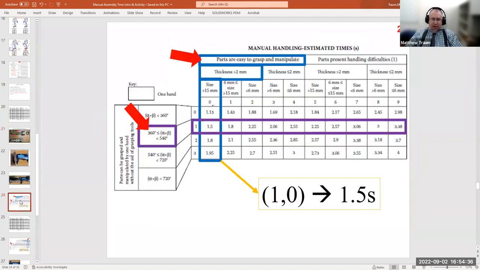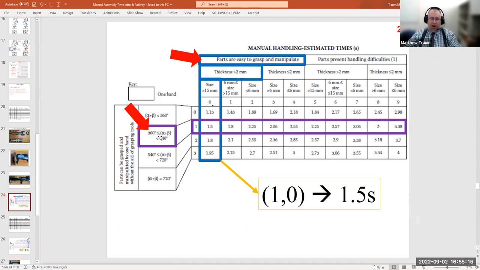So here's how I use the chart. I've got a one-handed manipulation process. I can pick up that part with one hand. It's not greasy or hot or sharp or slippery, so I'm going to deem it a part that's easy to grasp. I know that the part has a thickness of, I think, 13 millimeters, so its thickness is definitely greater than 2 millimeters. So I'm over here on the far right-hand side or far left-hand side of the options. And then the overall size was 101 millimeters, so it's definitely bigger than 15 millimeters. So I'm then in this column.